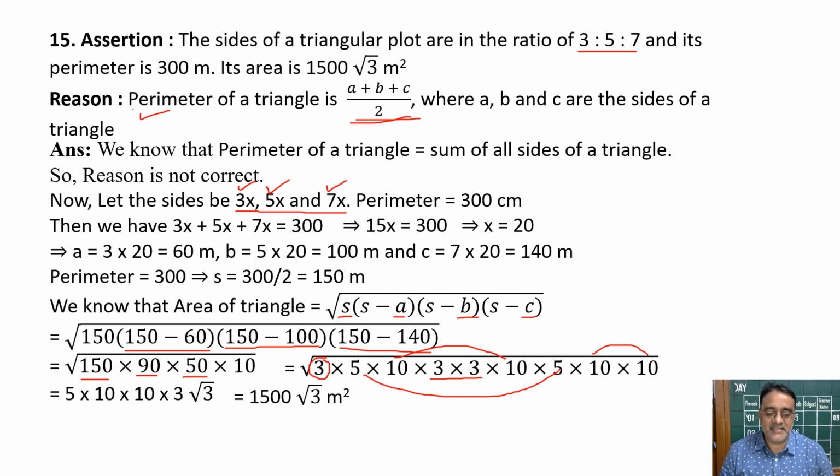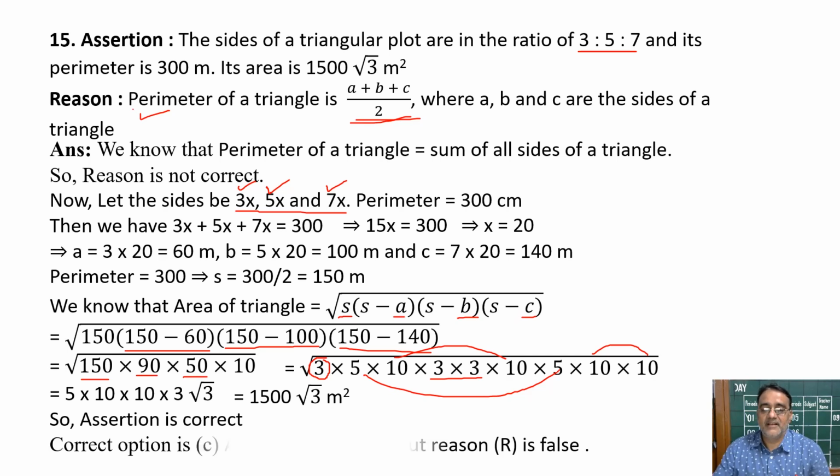So assertion is correct. So which option is the correct one? Option C, right? Assertion is true, but reason is false.